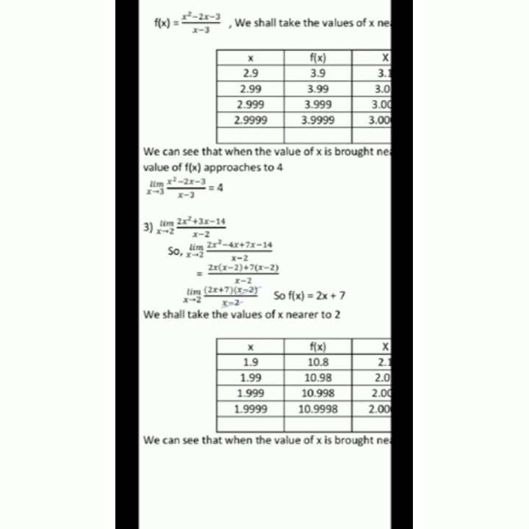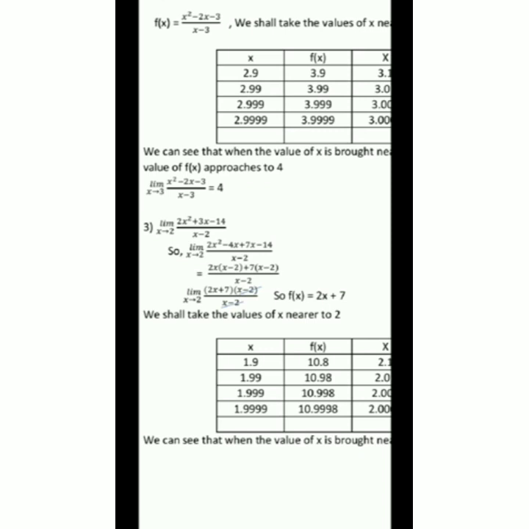Now, if we take values nearer to 2, that is subtracting 0.1 from 2, we get 1.9. We put that in the equation 2x plus 7, and we get 11.8. Again, subtracting 0.01 from 2, we get 1.99, and putting that in the equation 2x plus 7, we get 10.98. The third one, 2 minus 0.001, we get 1.999, and the answer we get is 10.998.